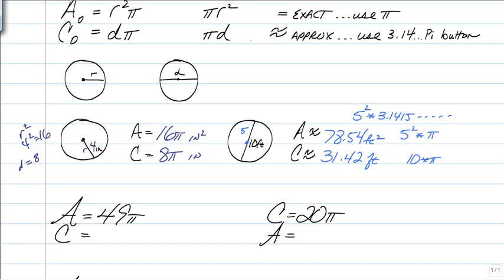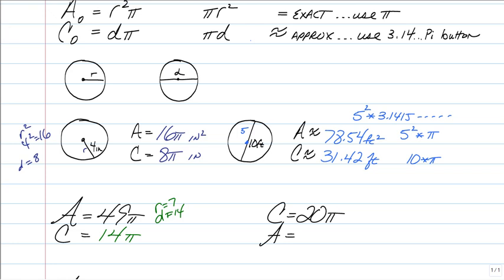This is a little just find the other guy. So if the area is 49 pi, that means the radius had to be 7, which means your diameter is equal to 14. That means your circumference has to be 14 pi. So it's just taking one, finding the radius, and plugging it into the other formula. So here's one for you. If the circumference is 20 pi, you tell me the area.